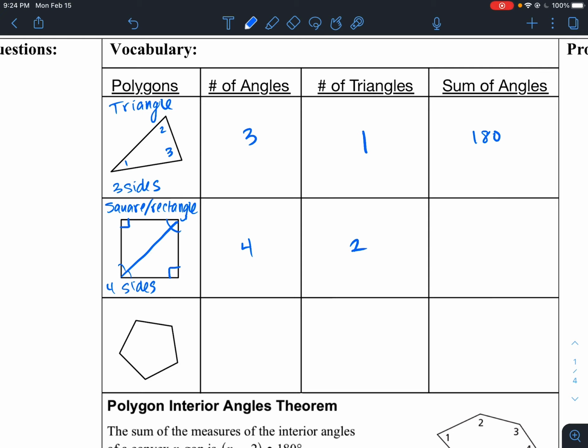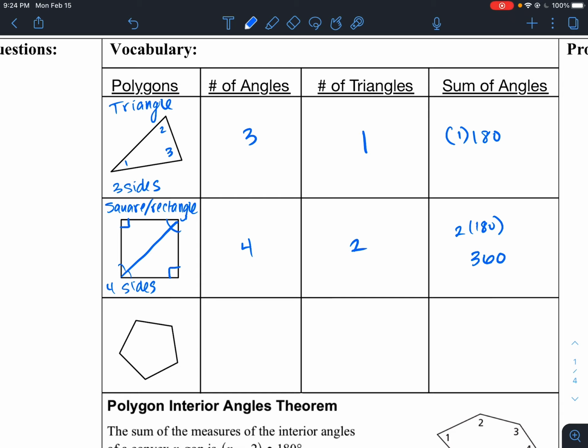So the sum of two triangles, and we already know that the sum of one triangle is 180, would be 2 times 180. You see here that we have one triangle, here I have 180. Here I have two triangles, so I do 2 times 180, and I get 360. That's the sum of the angles of a four-sided polygon.